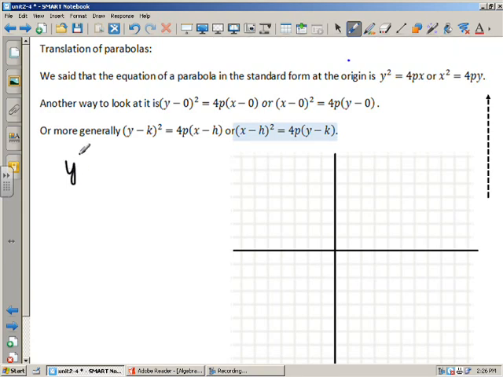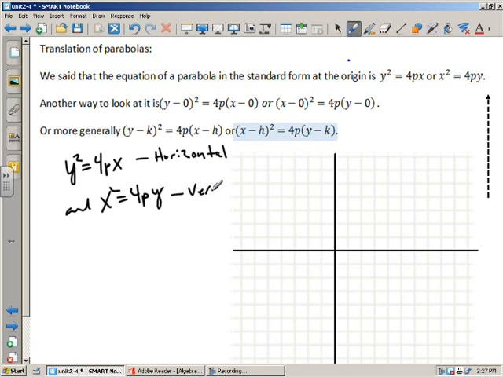You have y squared equals 4px and x squared equals 4py. Alright, so if you have a y squared term, your axis of symmetry is horizontal. And if you have x squared, vertical.